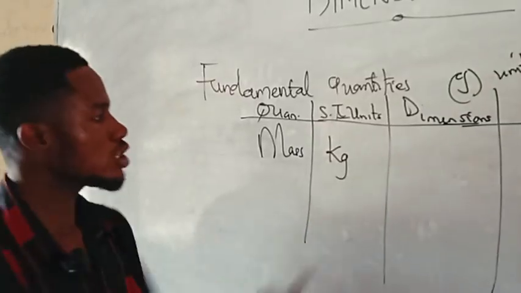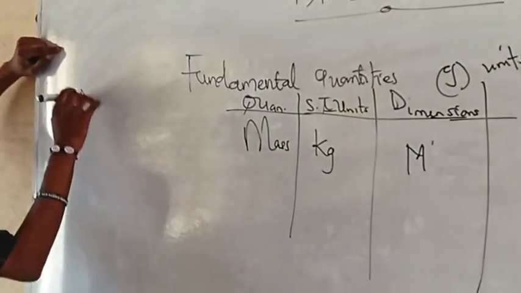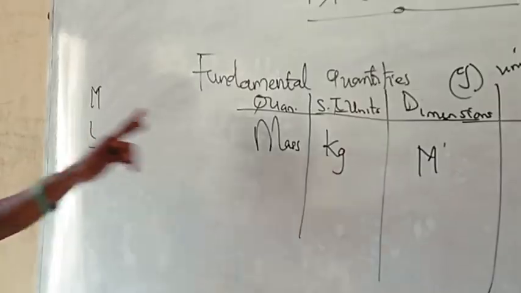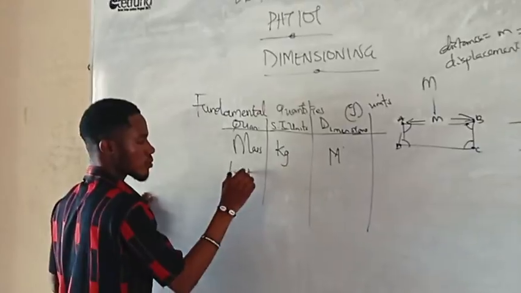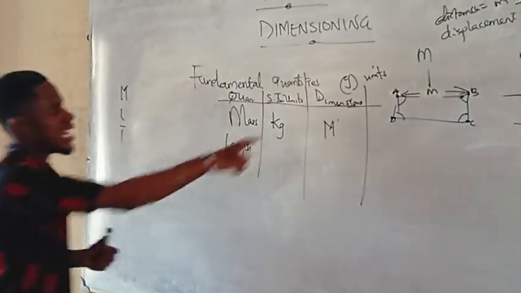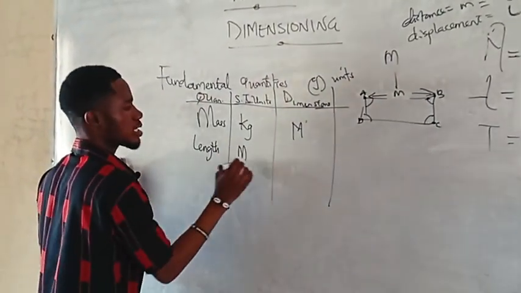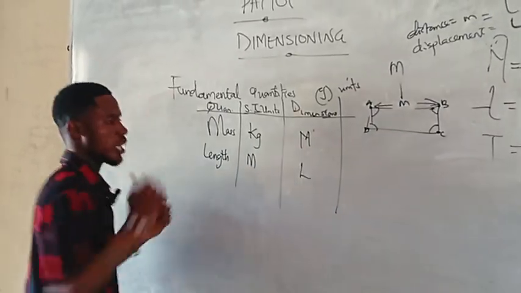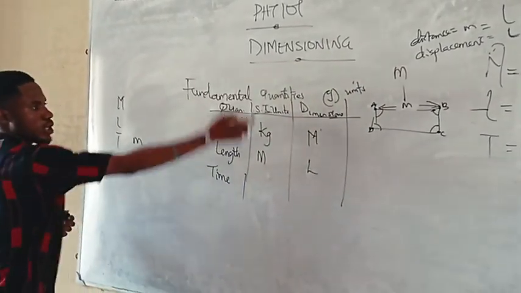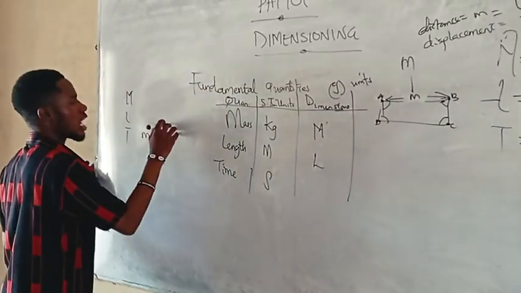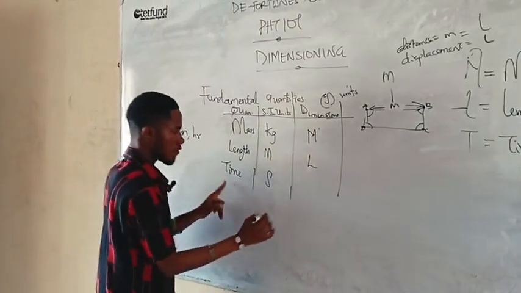Do you understand? For dimension here, just take the first letter for the first 3. Remember, the notation we are using is MLT notation. So we take the first letter from mass, M. The next one is length. The SI unit for length is meters. The dimension takes the first letter, L. The next one is time. The SI unit is seconds. We also have other units like minutes and hours, but the SI unit is second. So we take the first letter, T.